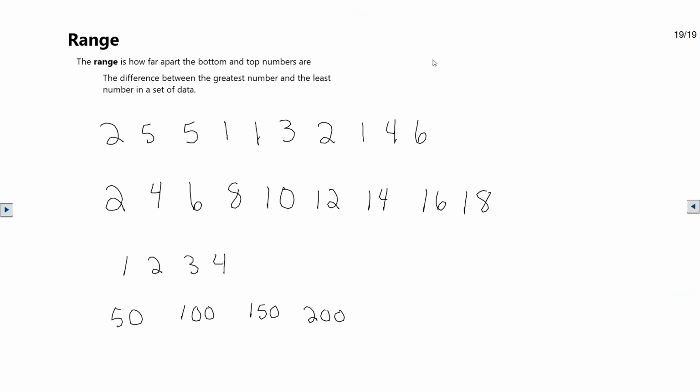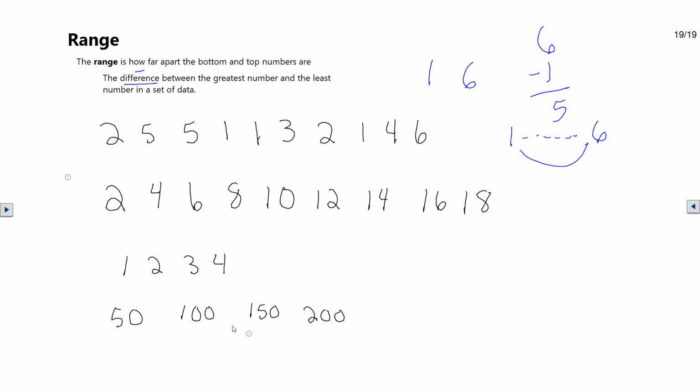The bottom is 1. The top is 6. Okay? We need to find the difference. What does difference mean? The difference between the greatest number and the least number. Difference means what? Subtract. So I'm going to have 6 minus 1 equals 5. I know that my range is 5 because it goes from 1 to 6. That part right there is 5.